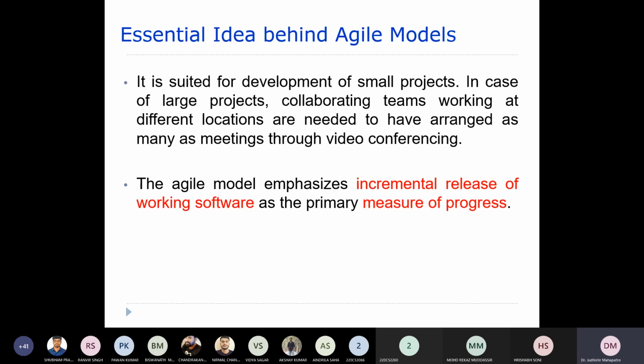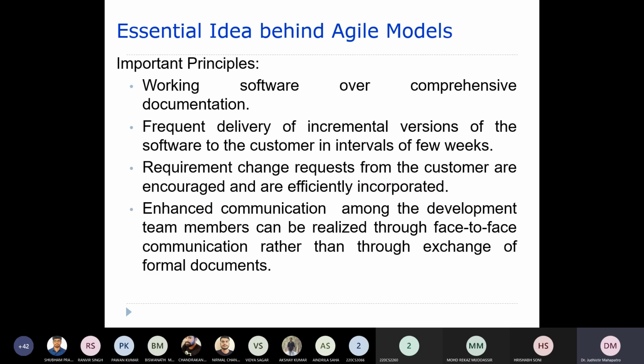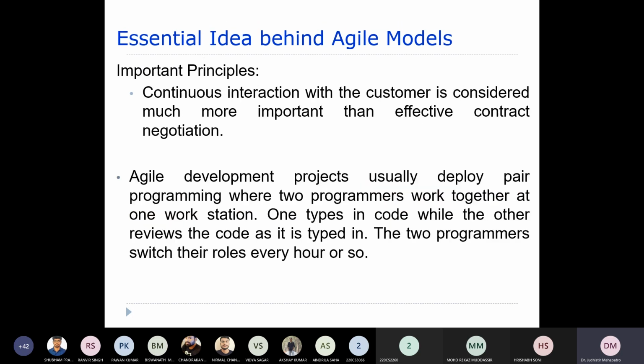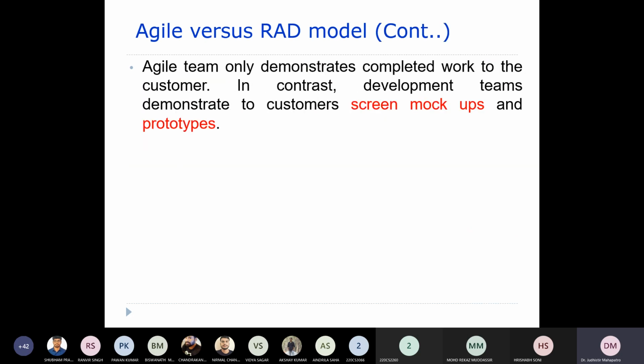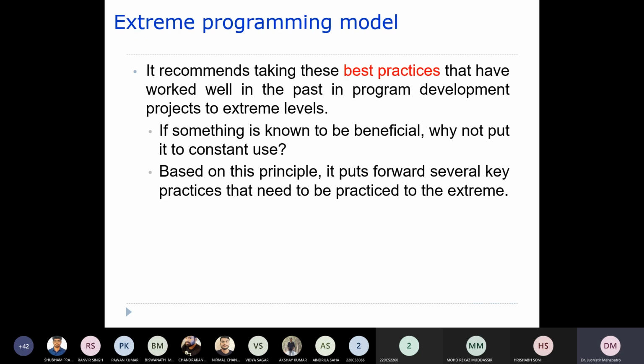So we have talked about pair programming, right? That is one of the important aspects of the Agile model, which takes more face-to-face communications, right? And we have compared the Agile model with RAD. Now today we'll talk about the extreme programming model.